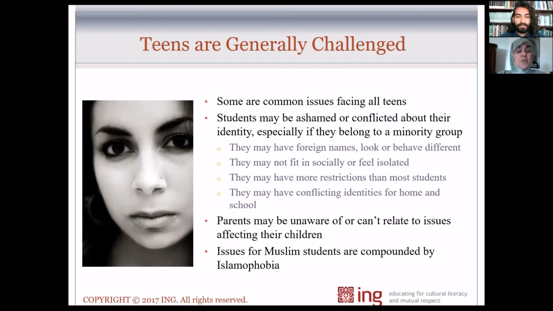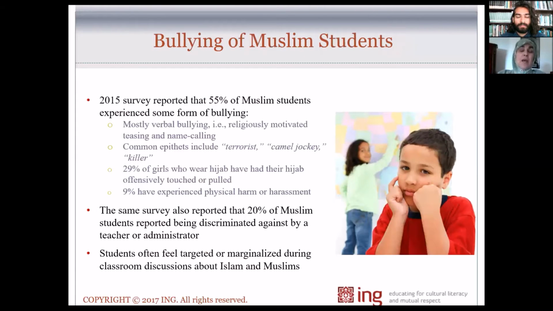They may not fit in as well as their classmates or feel somewhat isolated because they have more restrictions or because they have certain expectations at home versus what is expected at school. And parents may often be unaware of or really can't relate to the issues that are affecting their children. They haven't experienced them themselves. They may be very different from the life experience that they went through when they were in school. And of course, all of these issues that students experience generally are compounded for Muslim students by ongoing and rising Islamophobia. And this Islamophobic attitude has resulted also in the bullying of Muslim students.